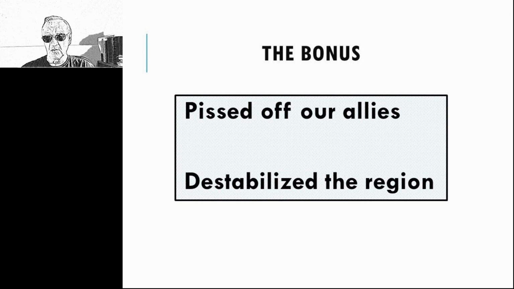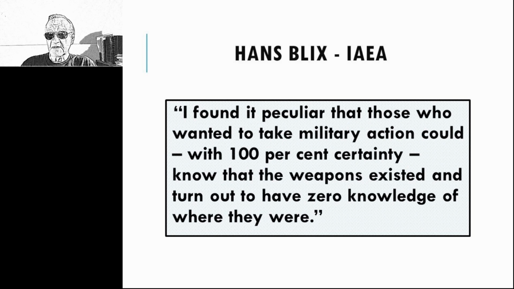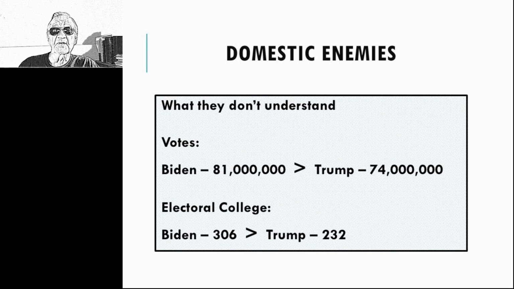U.S. intelligence was ignored, then revised to accommodate the invasion of Halliburton into the Iraqi oil fields. A quote by Hans Blix about the Republican fetish and justification for those oil fields. He said, "I found it peculiar that those who wanted to take military action could, with 100% certainty, know that the weapons existed and turn out to have zero knowledge of where they were." And that pretty much says all you need to know about the rationale for the Iraqi invasion. So much for the foreign enemy.